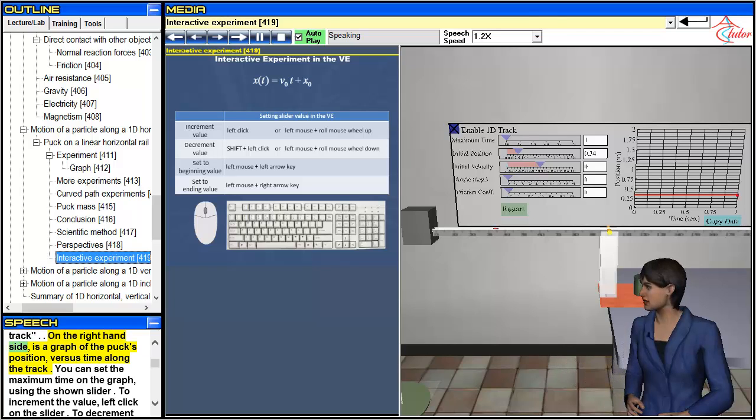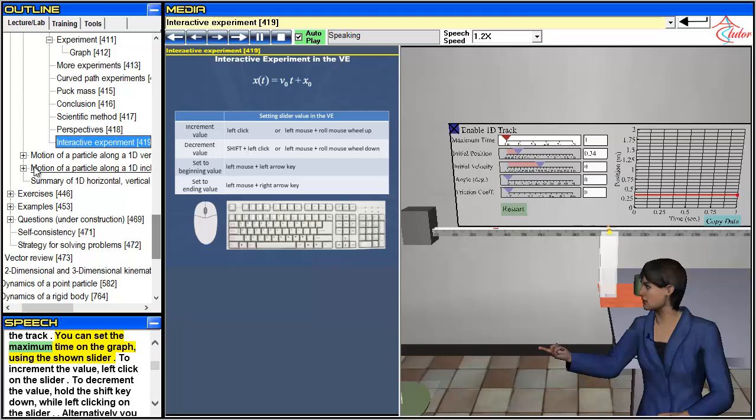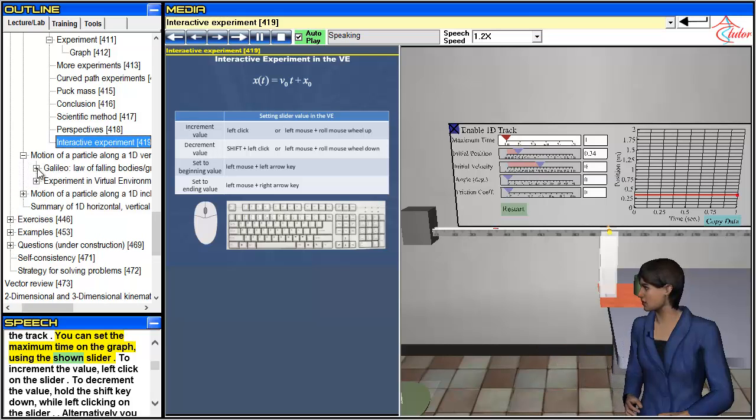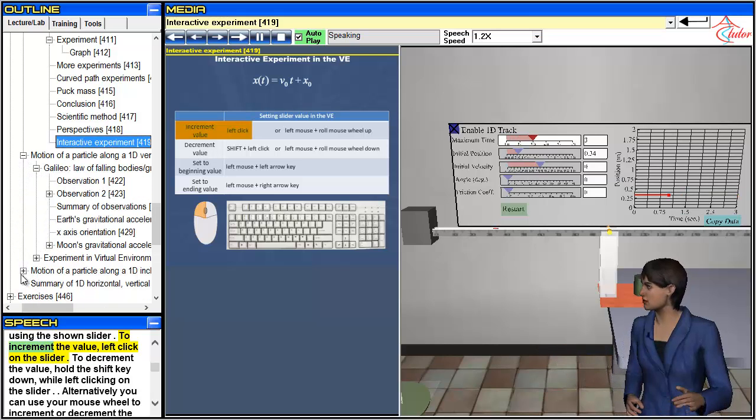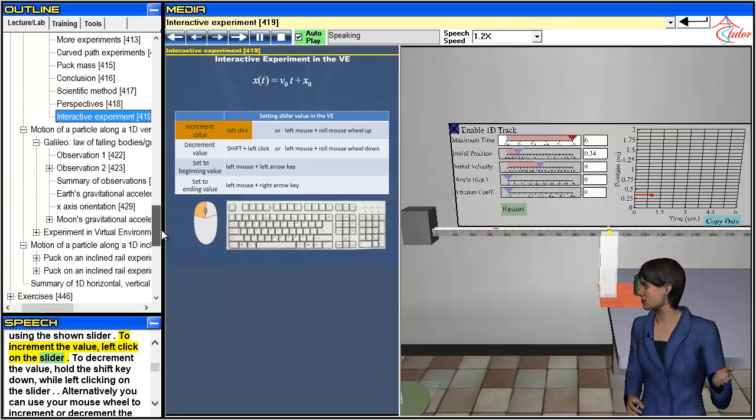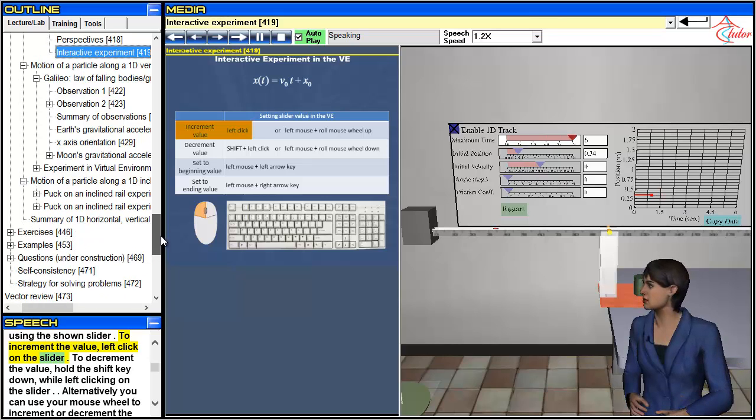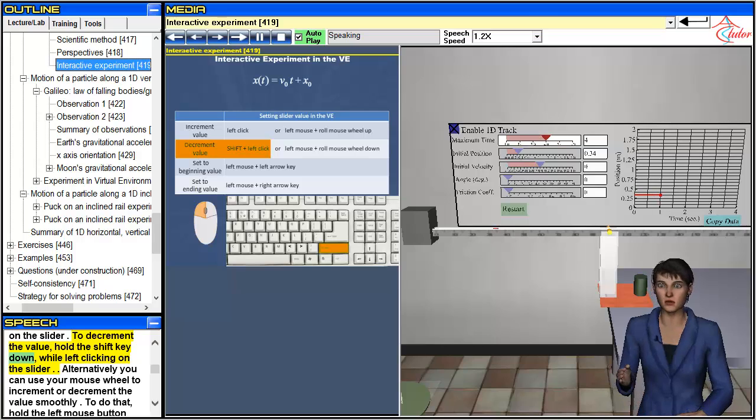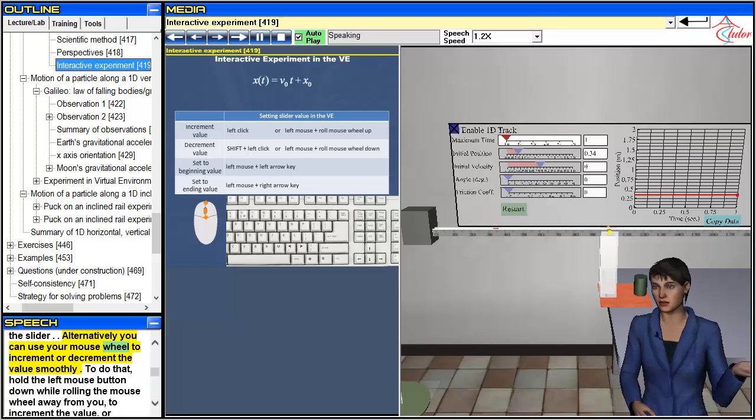On the right-hand side is a graph of the puck's position versus time along the track. You can set the maximum time on the graph using the shown slider. To increment the value, left-click on the slider. To decrement the value, hold the Shift key down, while left-clicking on the slider. Alternatively, you can use your mouse wheel to increment or decrement the value smoothly.